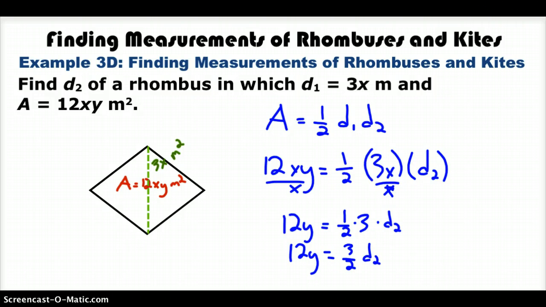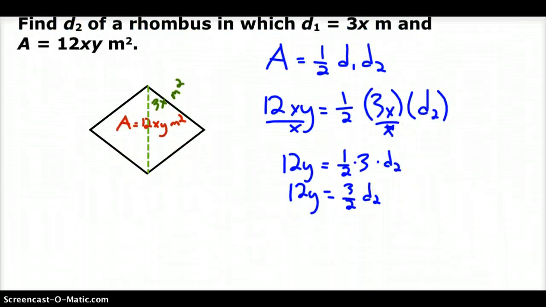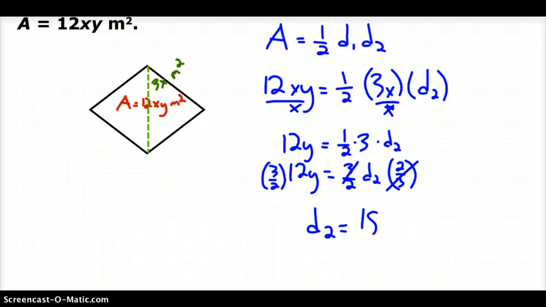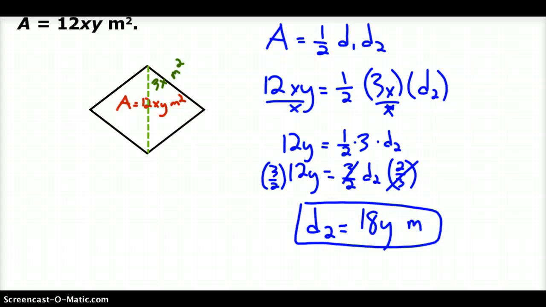Okay, at this point I will multiply by the reciprocal. I'm going to scroll down a little bit here. So I'll multiply by the reciprocal to get rid of these fractions. Okay, 2/3 times 3/2 will multiply to 1, so I'll find out that diagonal 2 is going to be equal to 36 divided by 2, which is now going to be 18y meters. Okay, and that will be my final answer.